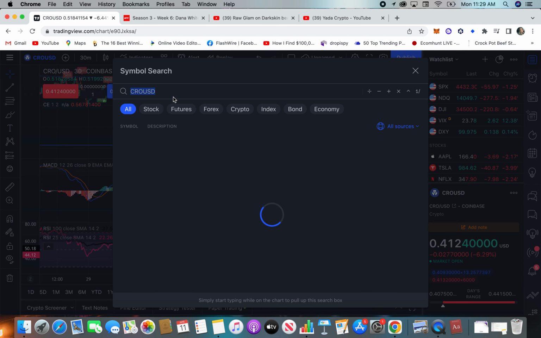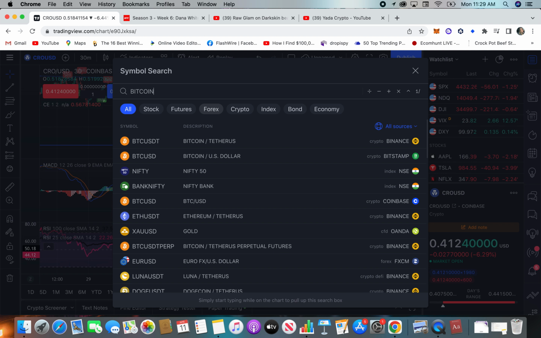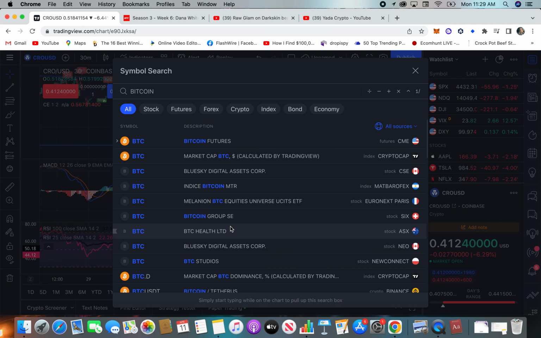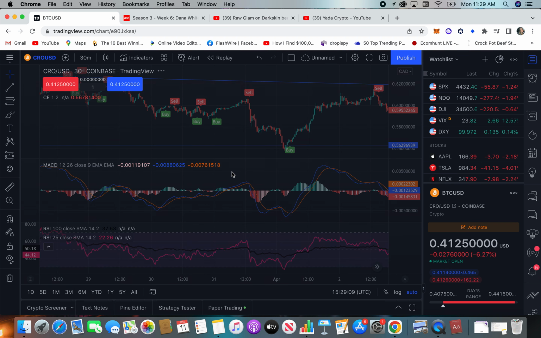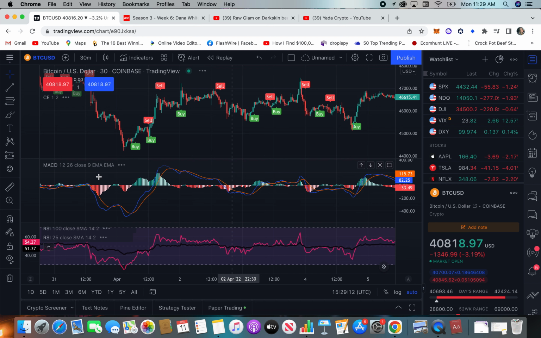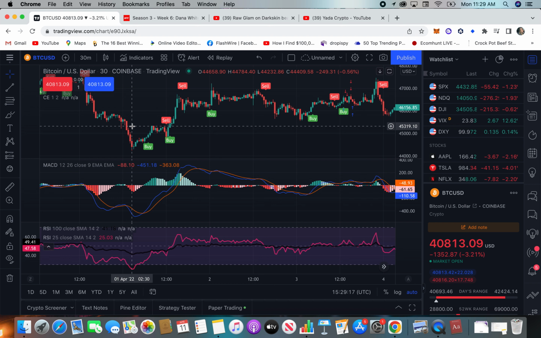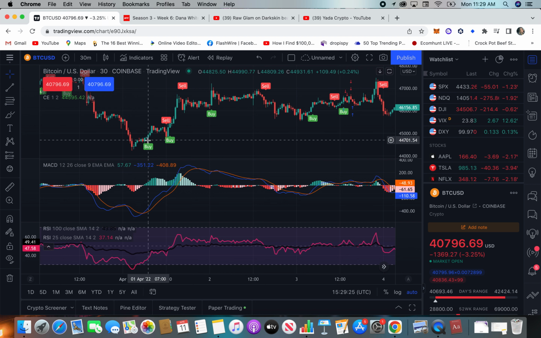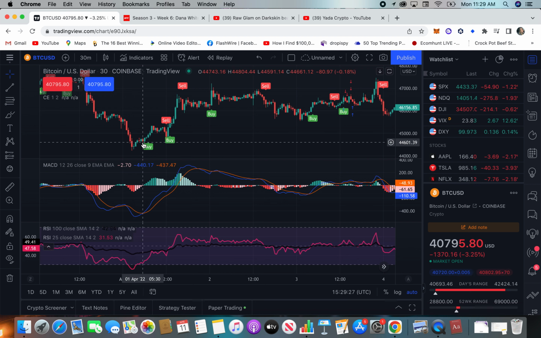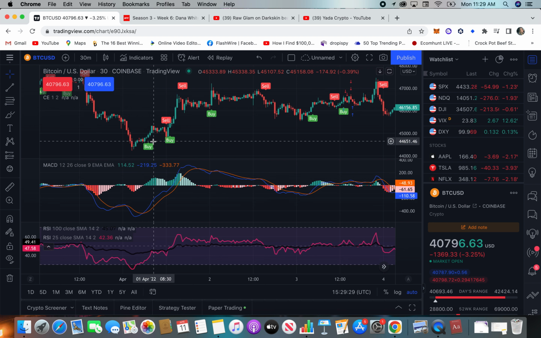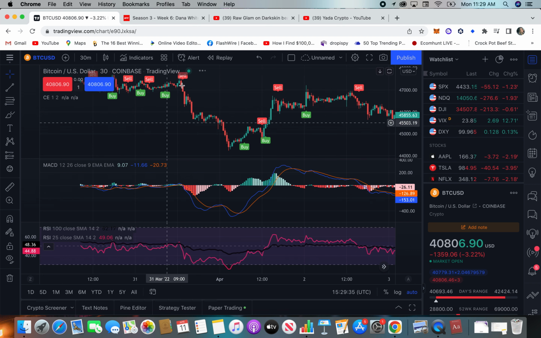Let's take this to Bitcoin. There we go. Because you kind of need a good swing to make it worthwhile. So the buy signal didn't happen till here, but it kind of crossed here, so kind of a little bit of a false signal there, a little bit of confusion.